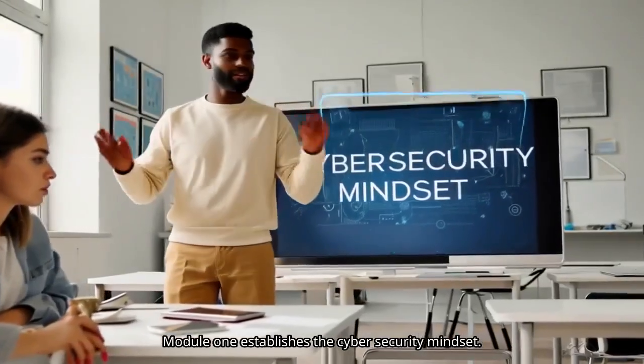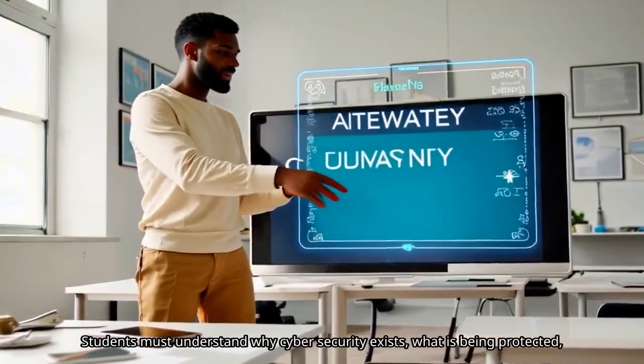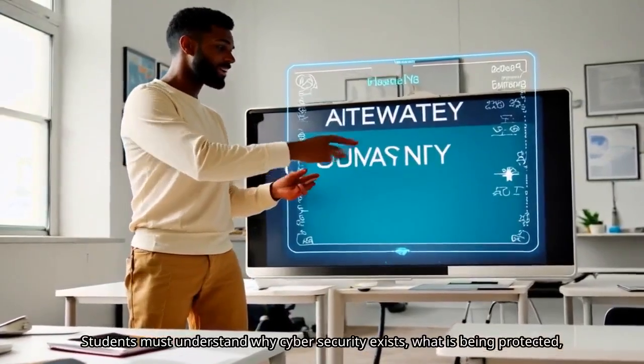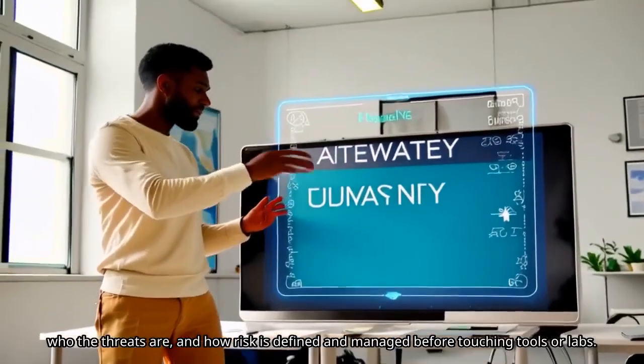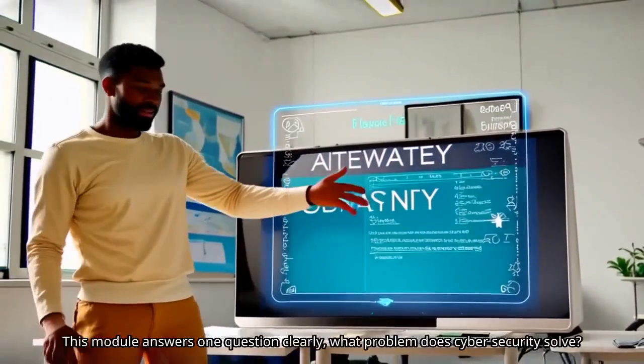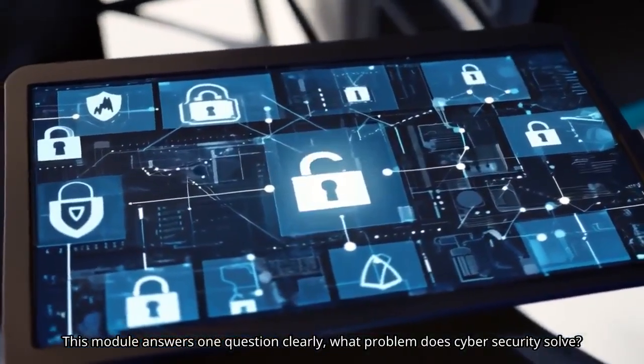Module 1 establishes the cybersecurity mindset. Students must understand why cybersecurity exists, what is being protected, who the threats are, and how risk is defined and managed before touching tools or labs. This module answers one question clearly: what problem does cybersecurity solve?